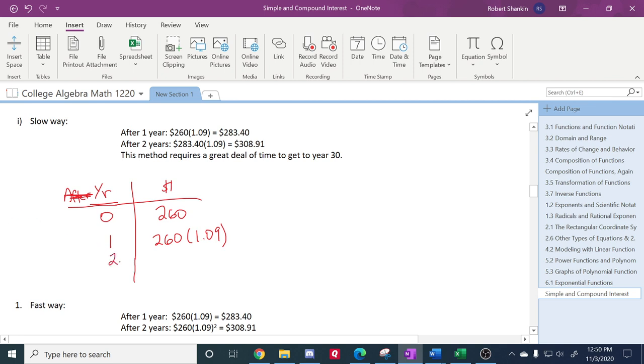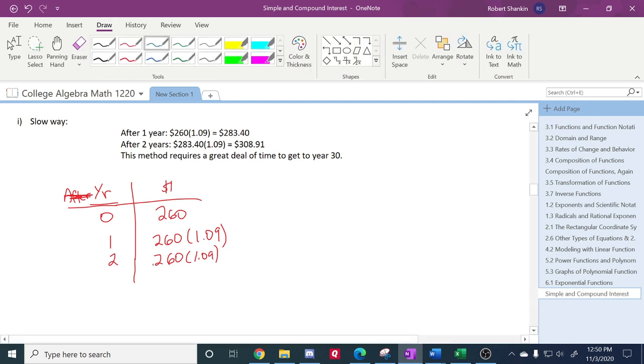Then, after year 2, now this is the same thing as, and I'm going to need a little bit more space, this is the same as that result, $283.40. But I didn't write it as $283.40. I wrote it this way. Now, if it was $283.40, what did we do with it? We multiply it by another 1.09. Multiply this by 1.09. And what do I notice?